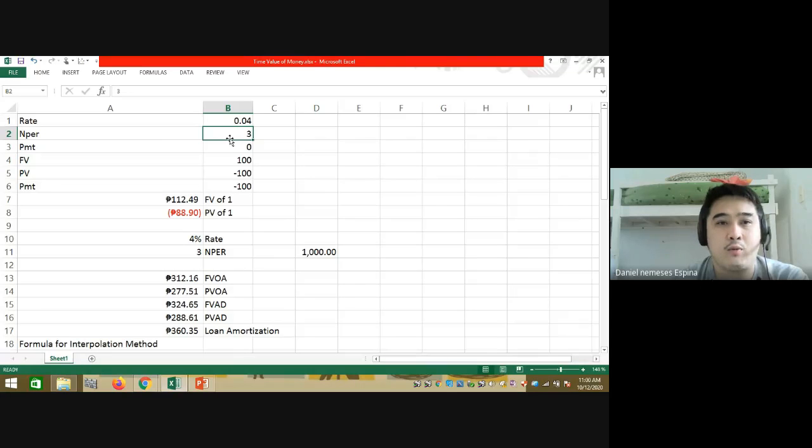If this is semi-annual, you need to multiply by 2, so it becomes 6. If it's quarterly, multiply the years by 4 because there are 4 quarters in a year. If it is monthly, then multiply it by 12. Daily, multiply it by 365 days. Now for the rate, since it is annual, there is no problem. The nominal rate is also the periodic rate that we will use.